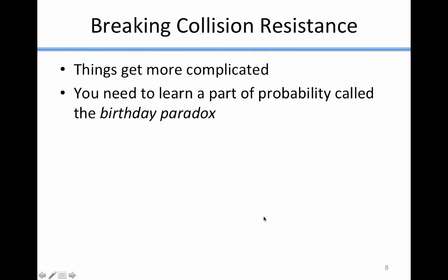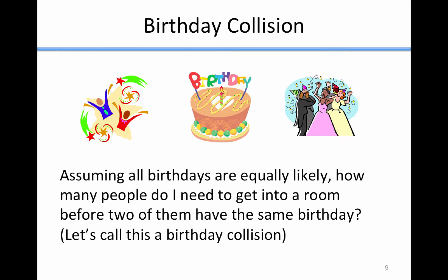Now, what about breaking collision resistance? This idea of finding any two messages that have the same hash. In this case, things get more complicated. And in order to understand how to break collision resistance, you need to understand a part of probability theory that's called the birthday paradox. So let's create a concept that I'll call a birthday collision.